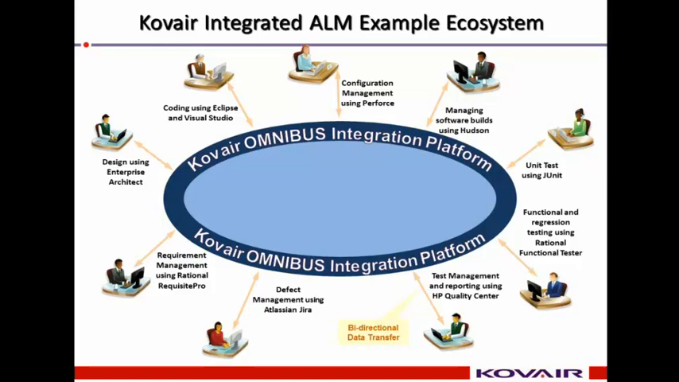For example, requirements management is done using Rational RequisitePro. Then design can be done by Enterprise Architect, coding by Eclipse and Visual Studio, configuration management by Perforce, build management by Hudson, unit testing by JUnit, functional and regression testing by Rational Functional Tester, test management and reporting using HP Quality Center, and defect management by JIRA. It is not necessary that every company uses all of these tools, but we have customers who actually use 14, 15 different tools together along with their own internal tools to create a really large ecosystem.